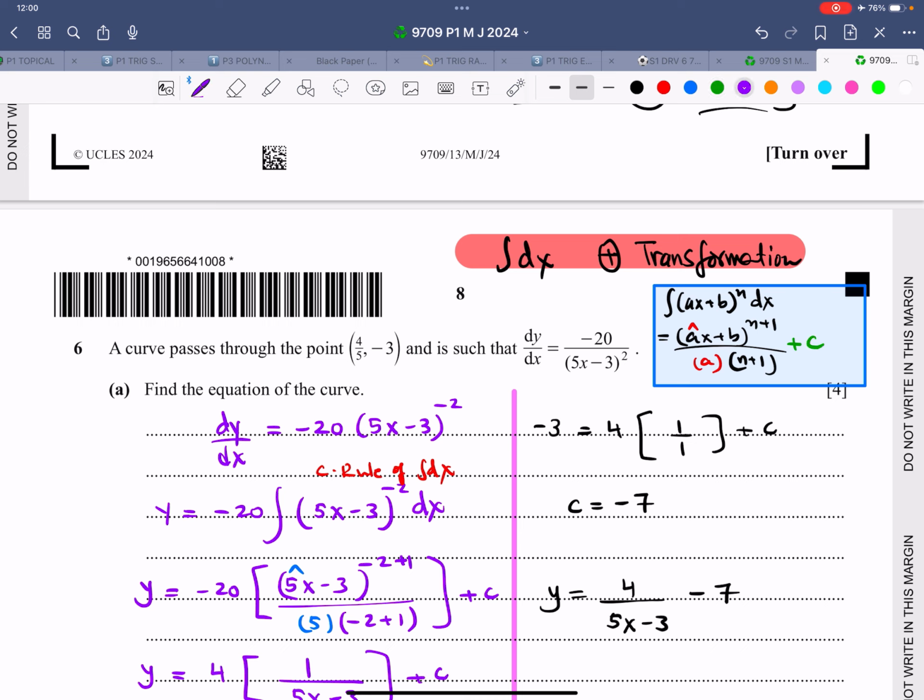Now, I hope you know that. And of course, the examiner is not going to ask you this thing, that n could be any power, n cannot equal to -1. For that, you have to study P3. And the next thing is this ax plus b has to be a linear expression. This is a must. Very, very important. If it's not linear, you cannot solve it.